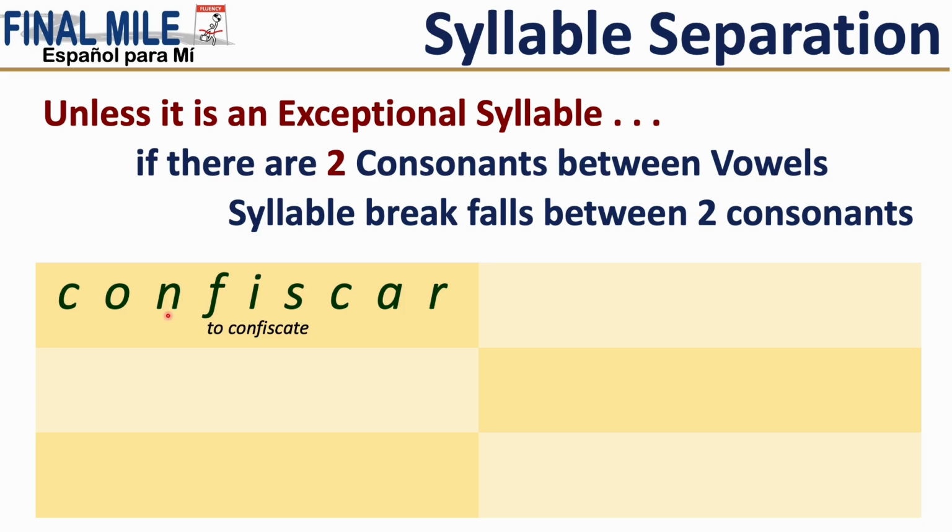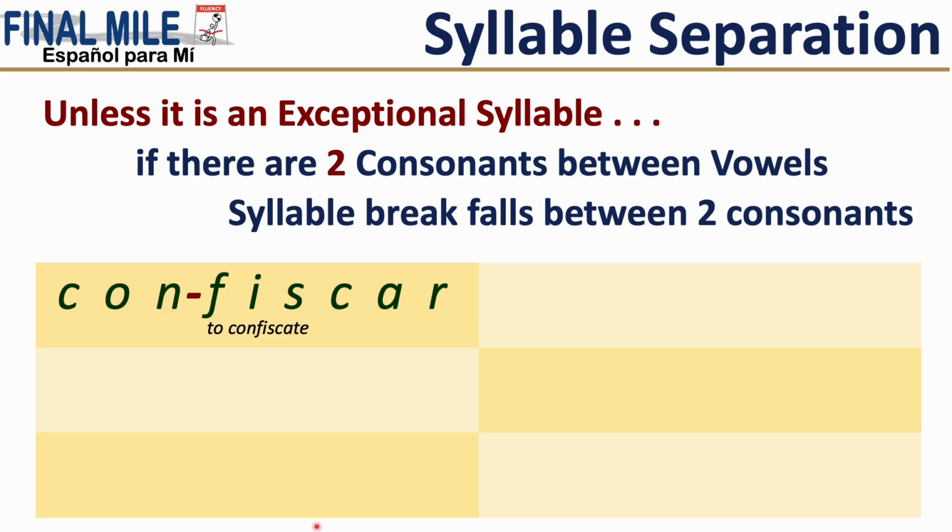Okay, how many consonants do we have? We have 2. Is it part of an exceptional syllable? No. Okay, this is not an L or an R, so it's not CH, double L or double R. So it is not part of an exceptional syllable, so the break is going to fall whenever we have two consonants between vowels. The break falls right in between the two consonants. So there we are. We start the process all over again.